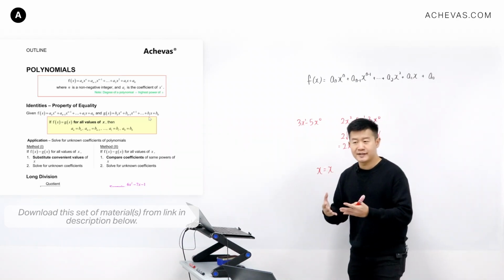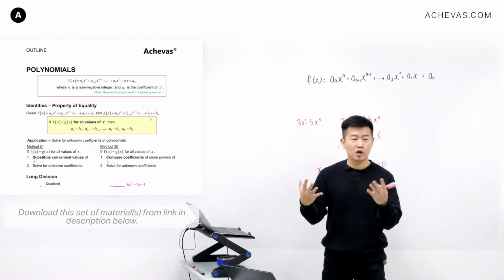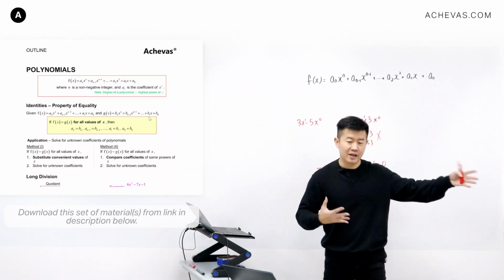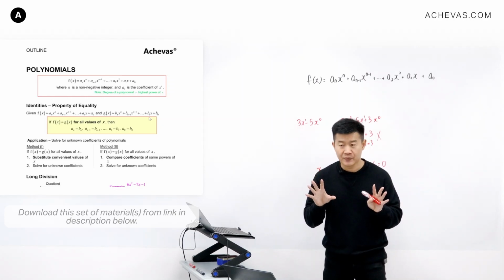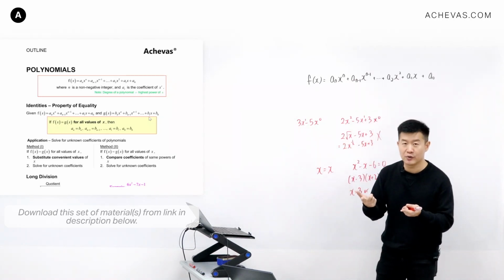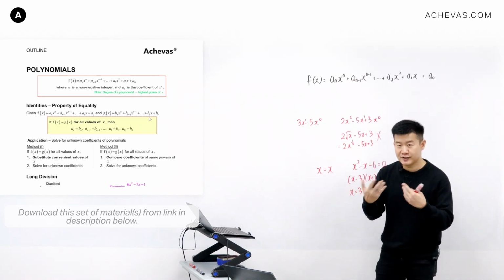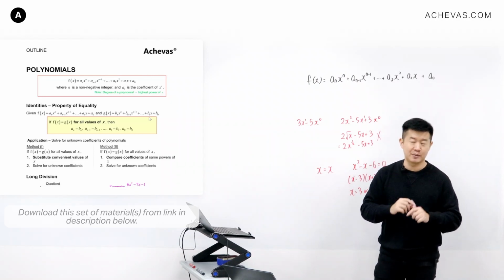It is usually going to be set when one polynomial is given to you to be equal to another polynomial for all values of x, but within these equations, there are unknown coefficients. And what you're supposed to do is to find ways to solve for these unknown coefficients. I'm going to suggest two possible methods to solve these questions. I'm going to give you some actual examples in a short while.